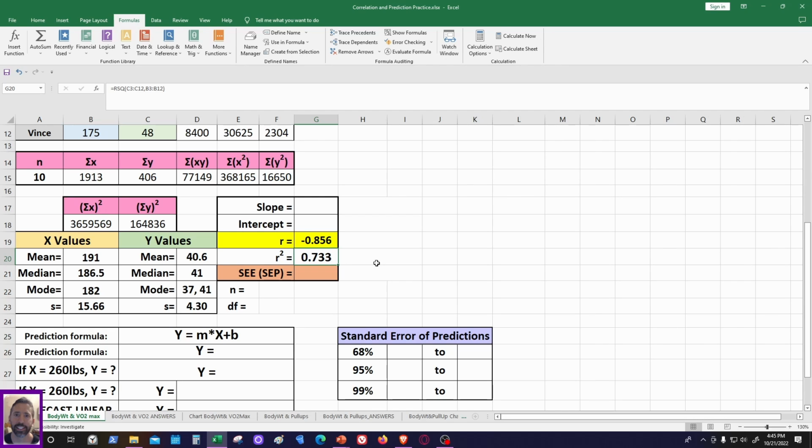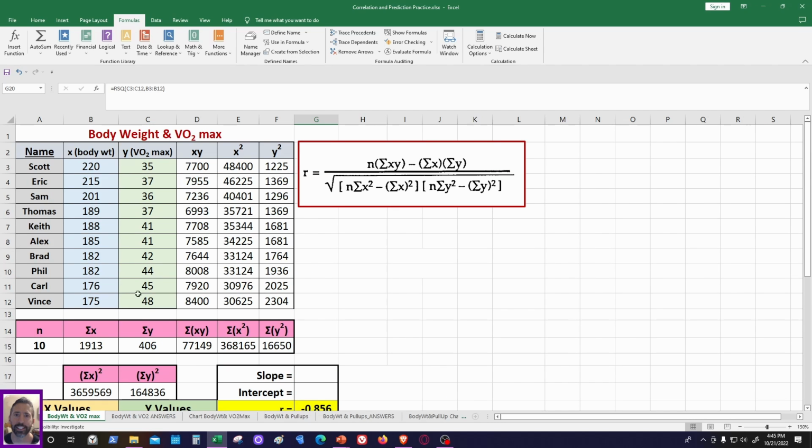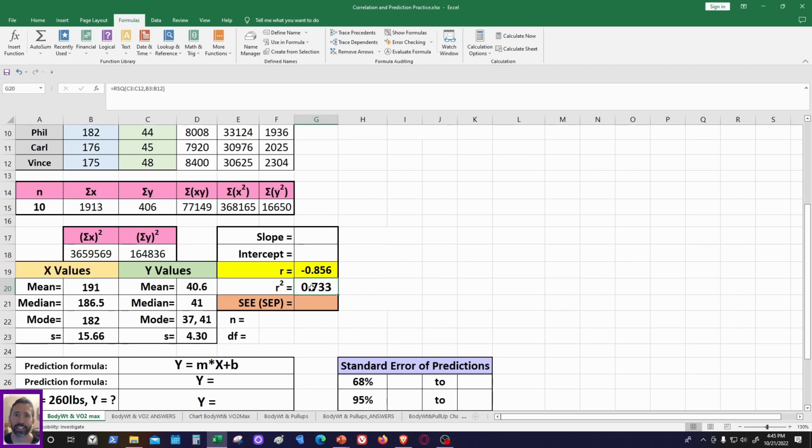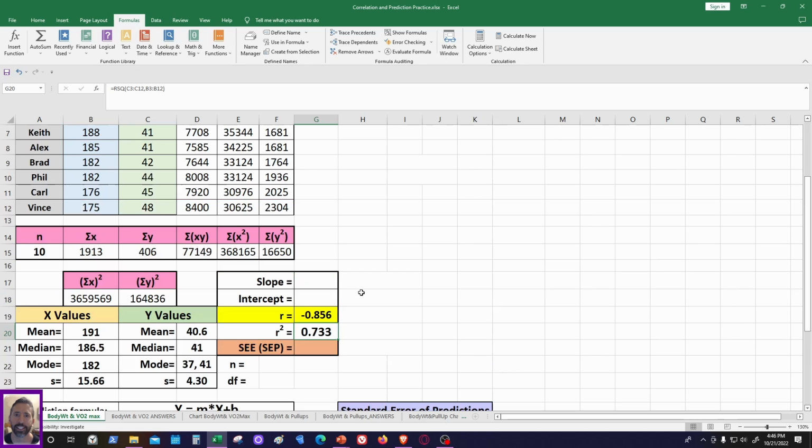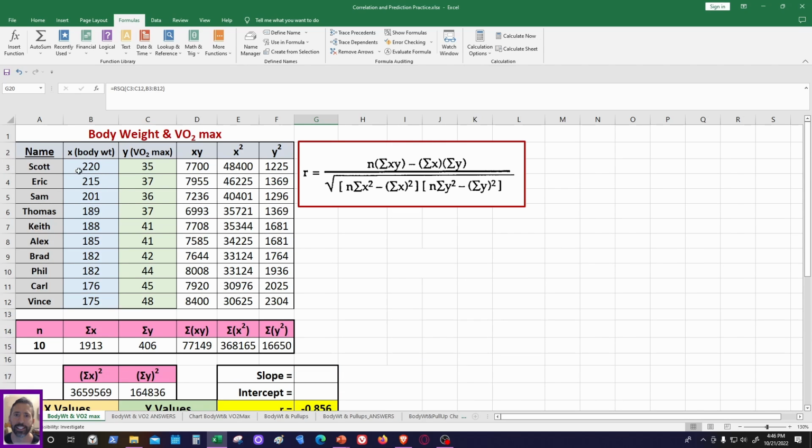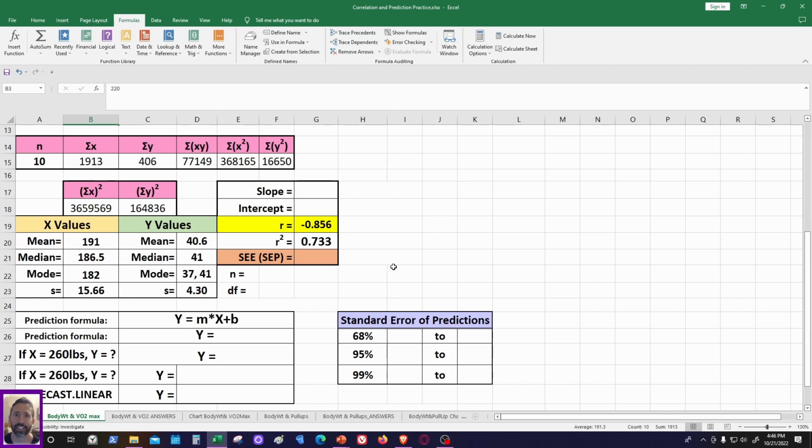So basically what this is saying is 73% of the variability in a person's VO2 max can be explained by the person's body weight. Okay, so 73% of that variability in a person's VO2 max is correlated with a person's body weight. There are some other factors that affect a person's VO2 max, but according to this data, 73% of it can be explained purely by how much the individual weighs.